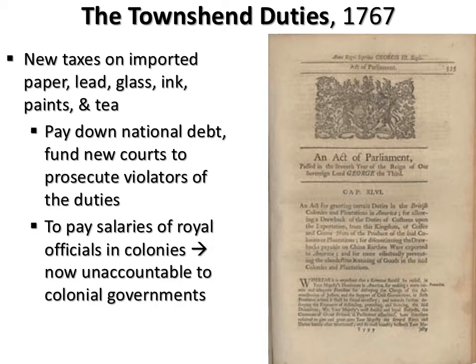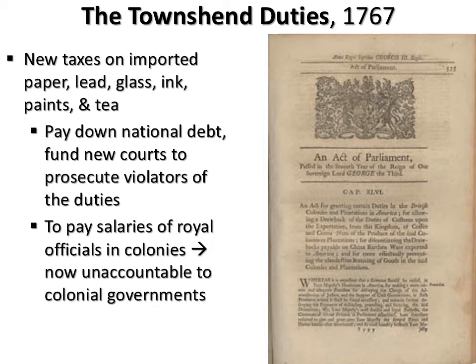Yes, the Stamp Act had been repealed, but as I said, Parliament asserted that it still had the power to pass such taxes, and it would continue to with the so-called Townshend duties, named after the British finance minister. And so this added taxes on a host of necessary items: paper, lead, glass, ink, paints, and tea, probably the most famous taxed item.